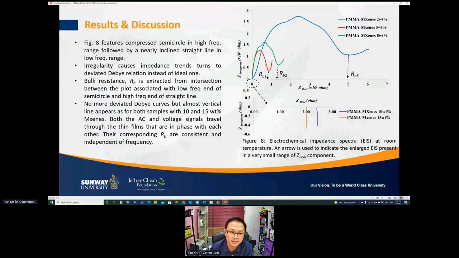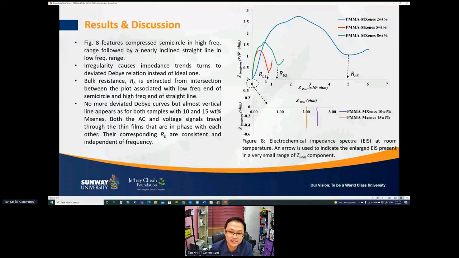The irregularity is what caused the impedance trend to turn into something like a deviated Debye relationship. Because the real Debye relationship would be a very nice semicircle followed by the inclined line, but this is a bit distorted. This is because of the irregularity of the nanocomposite, the thickness, the surface roughness of the MICNC, and the surface roughness of the thin film itself, that caused the pattern, what we call a deviated Debye relationship.